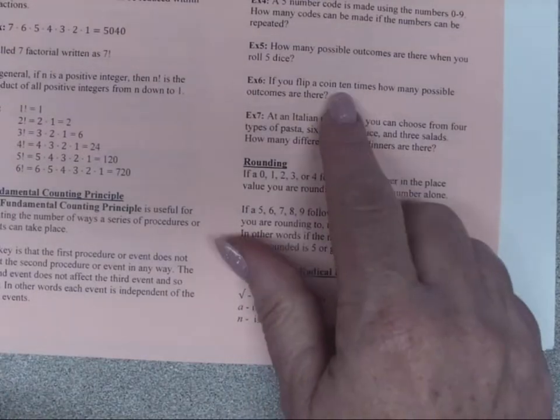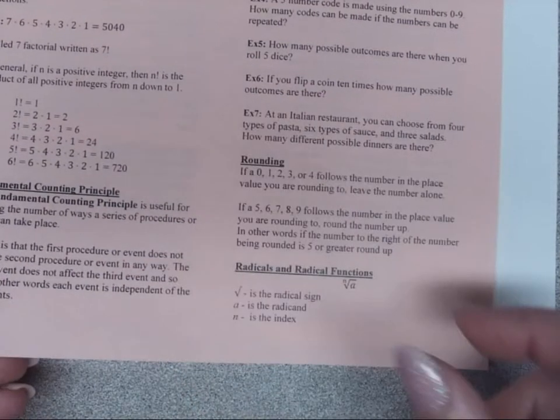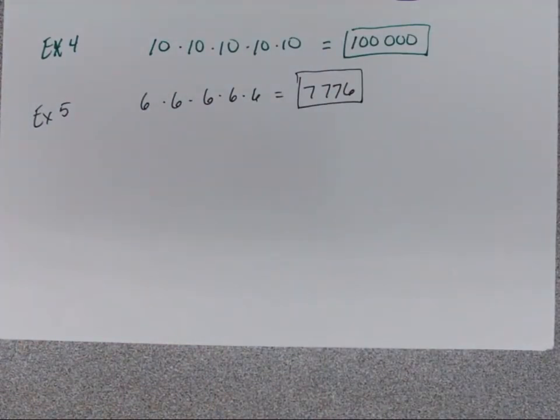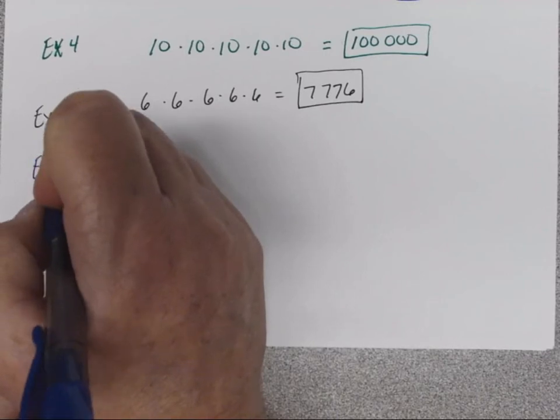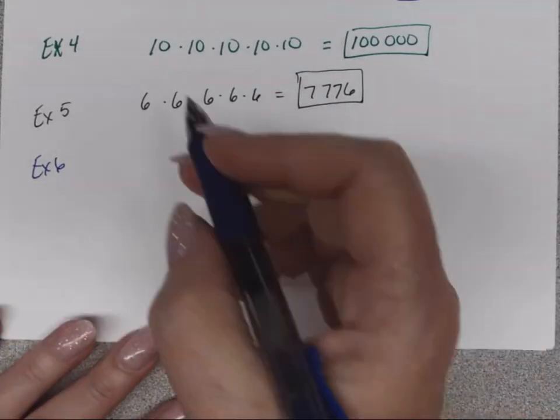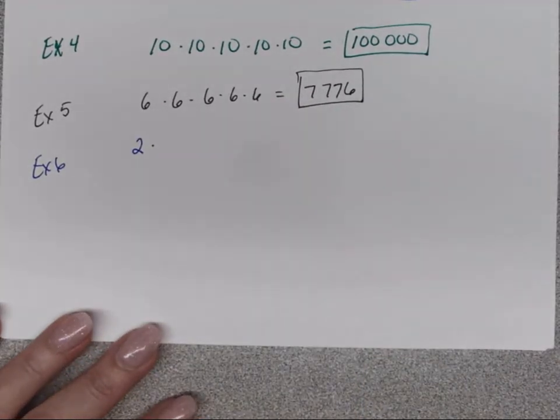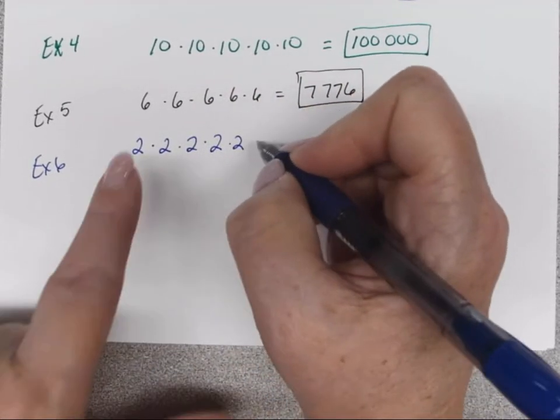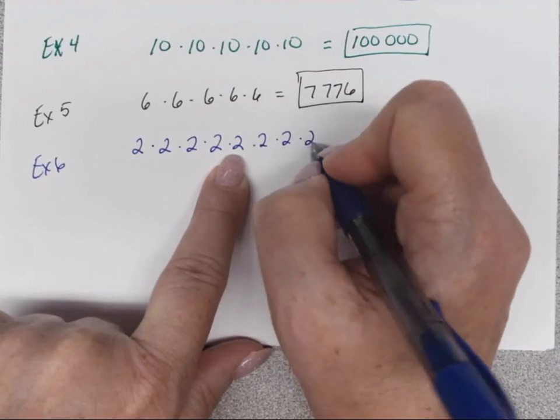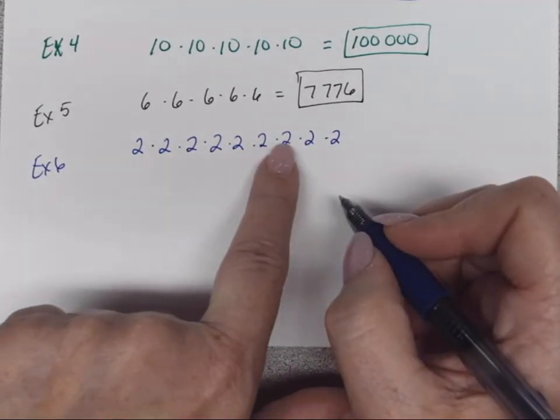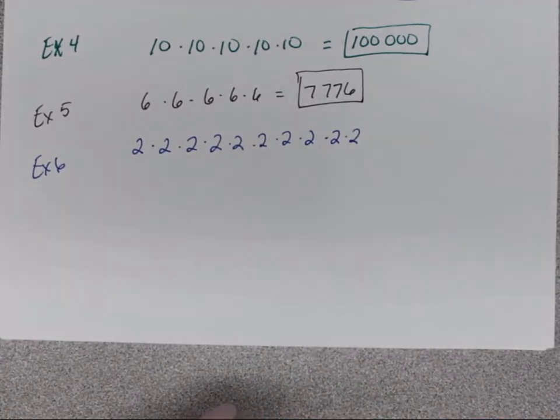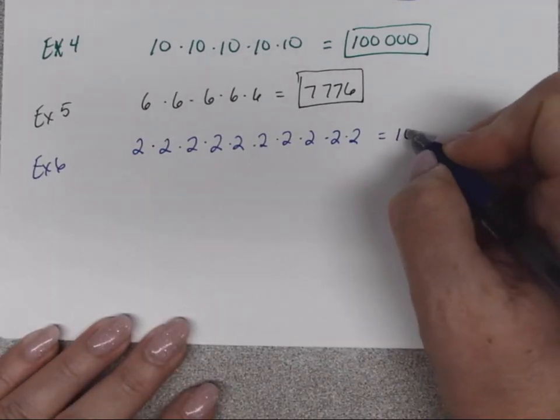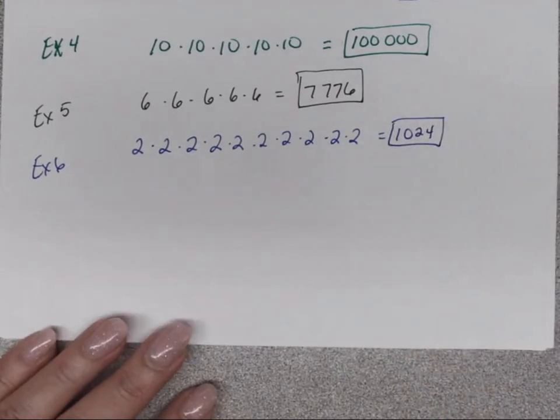All right, let's look at number 6. If you flip a coin 10 times, how many possible outcomes are there? So if we're flipping a coin, how many sides are there to a coin? Well, there's 2 sides. There's heads and there's tails. So there's 2 sides each time you flip it, and we are flipping it 10 times. So we have to write 10 twos. So we've got 10 flips, 2 sides each time. So that gives us a possibility of 1,024 different outcomes.